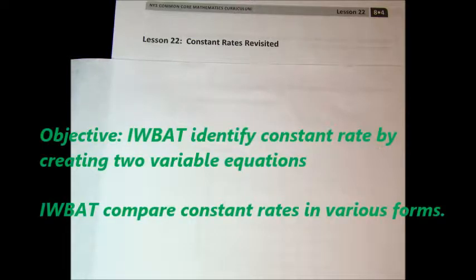Our objectives for today are that you're going to be able to show that constant rate can be described by a linear equation in two variables, y and x, where slope is going to help us determine the constant rate of that problem. And you're also going to be able to compare two different proportional relationships represented by graphs, equations, and tables and determine which has a greater rate of change.